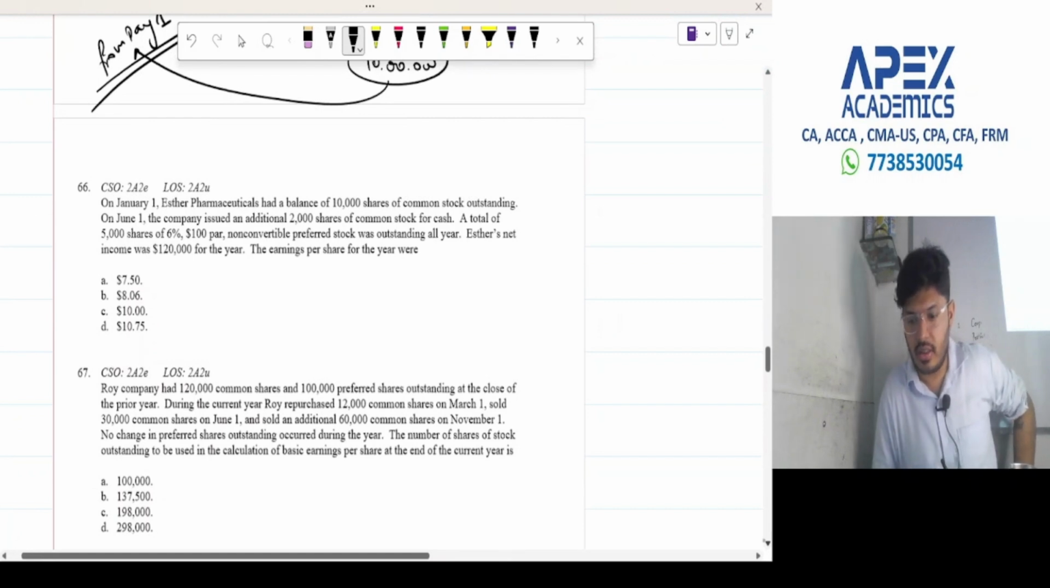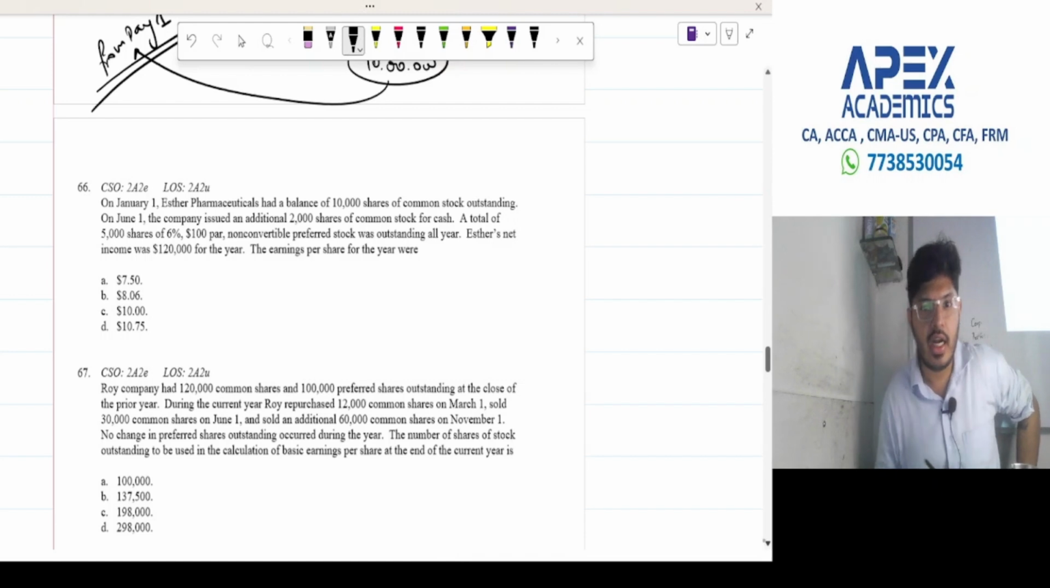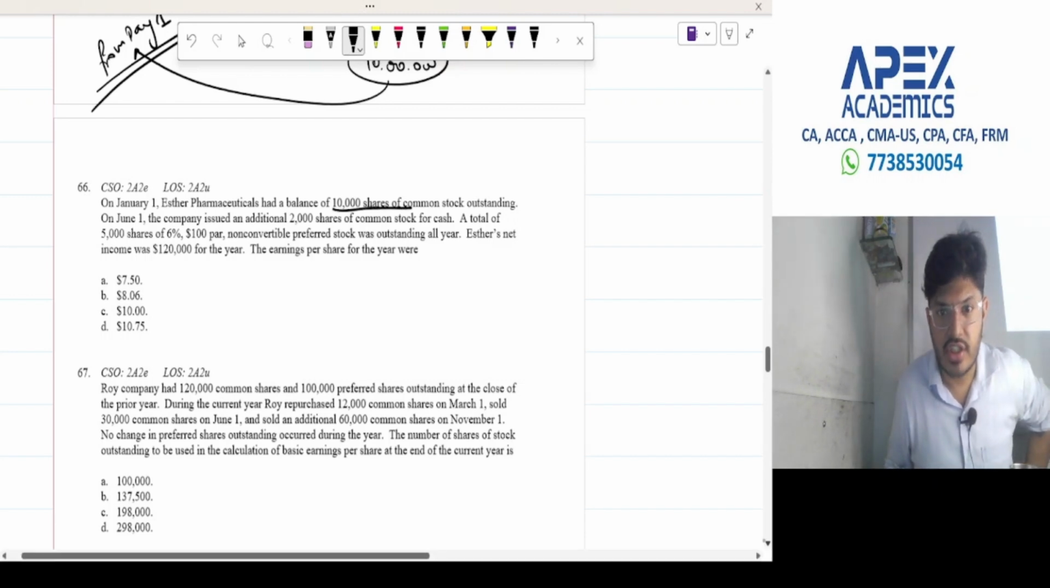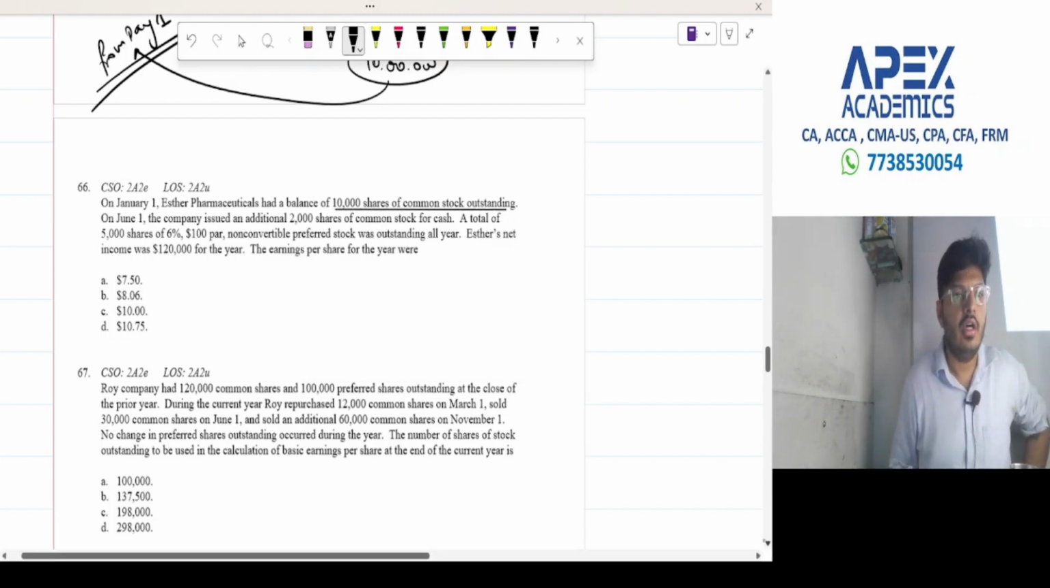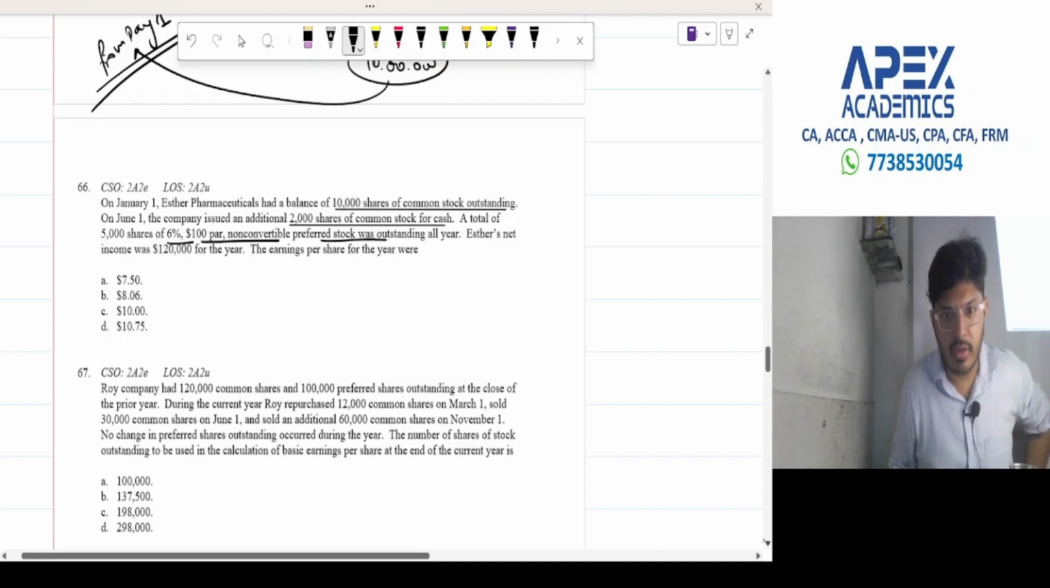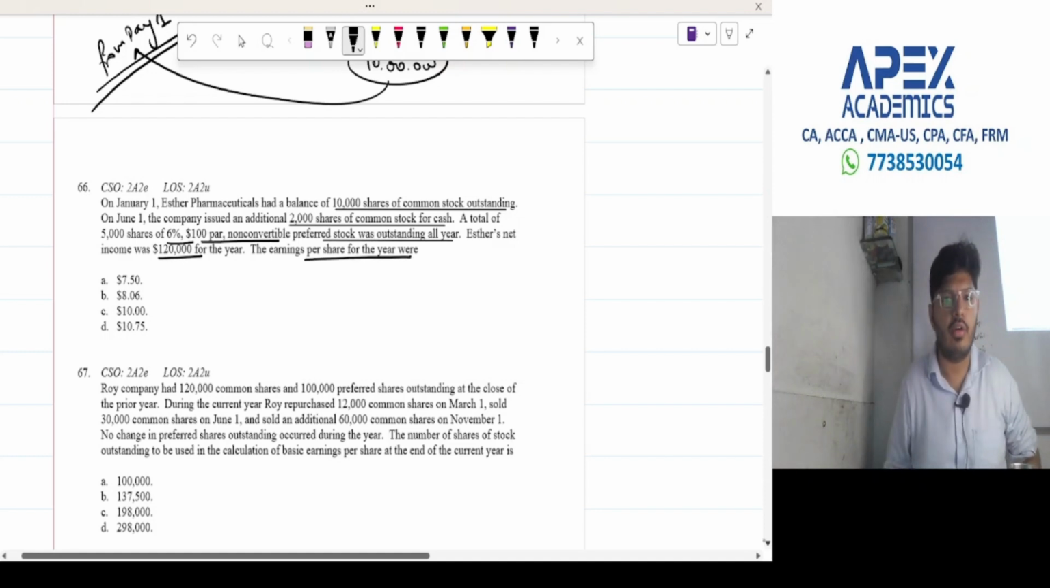Let's take a look at this question. What are they saying? Esther Pharmaceuticals had a balance of 10,000 shares of common stock outstanding. On June 1, the company issued additional 2,000 shares of common stock for cash. A total of 5,000 shares of 6% $100 non-convertible preference stock was outstanding all the year long. Net income was 1,20,000. Earning per share will be how much? Sir, earning per share is fine, but first we have to calculate WANES.